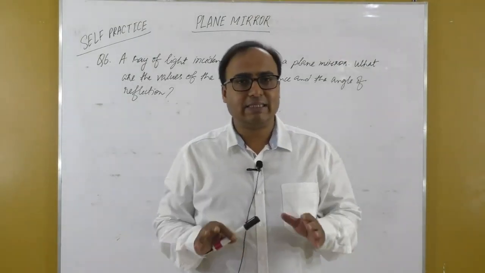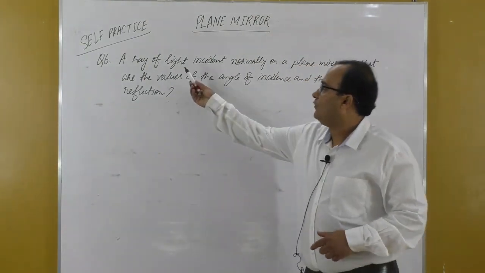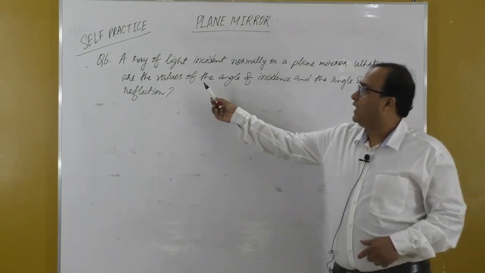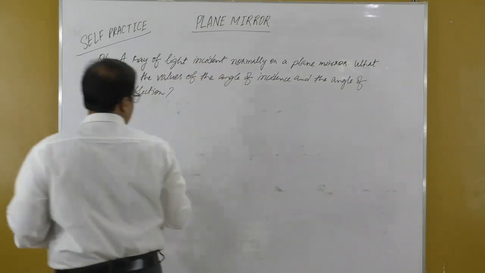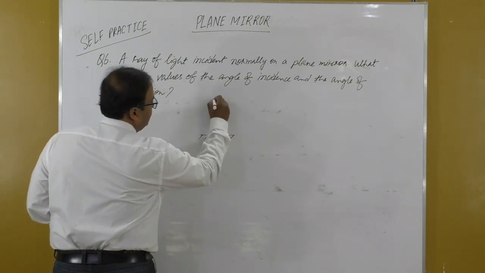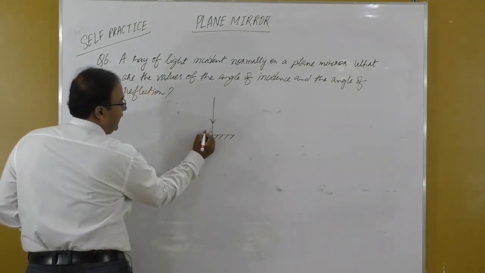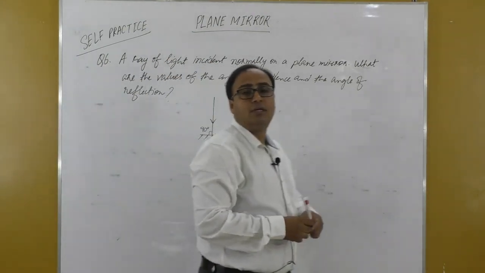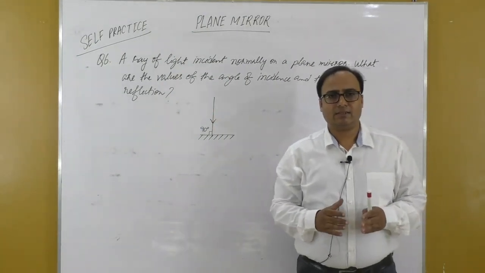Now question number 6 is for your self practice. Question number 6, look at the question. A ray of light incident normally on a plane mirror. What are the values of the angle of incidence and the angle of reflection? So I am just giving you one hint. This is the plane mirror, a ray of light incident normally, that means the angle between incident ray and mirror is 90 degree. And you will have to find out angle of incidence and angle of reflection in this case.